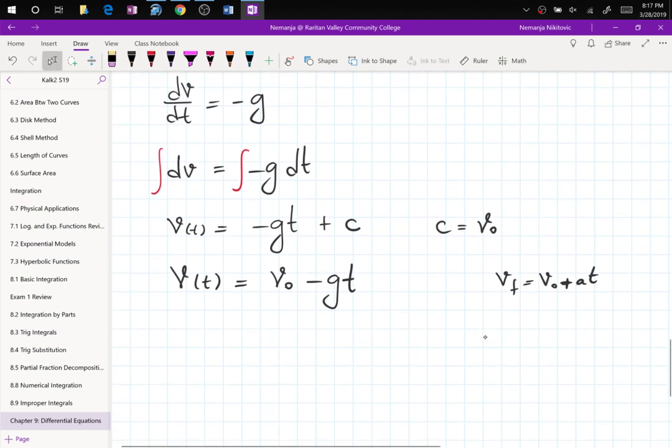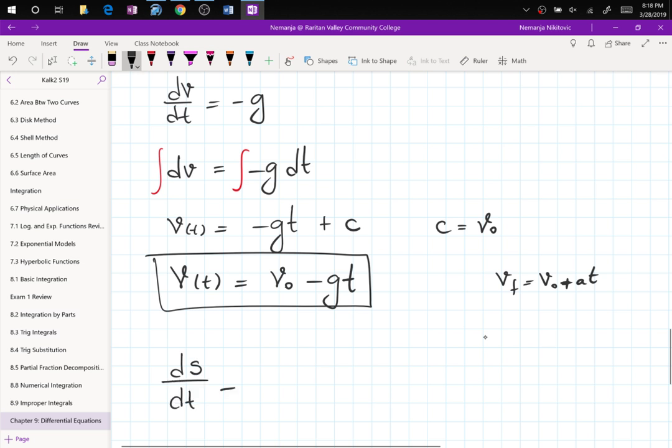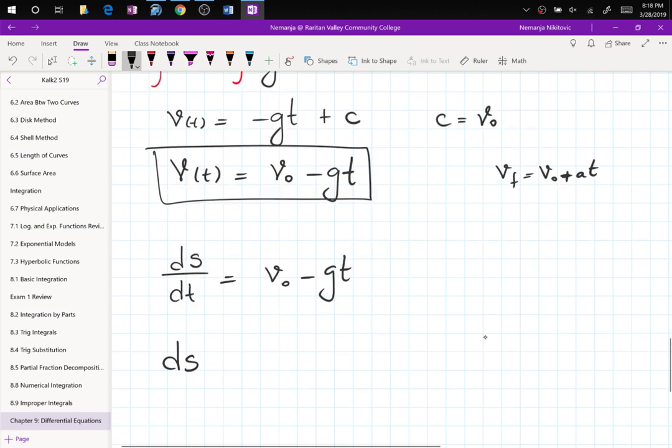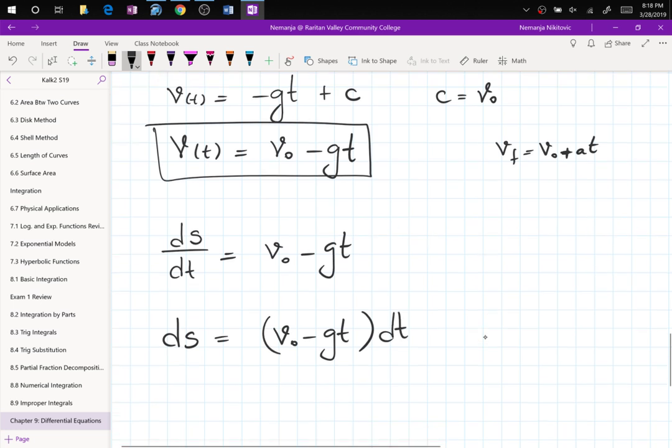Because now, what is my next thing? My next thing is that velocity, so this is a formula. My next thing is that velocity is change in position in time. So now you have ds dt is equal to v0 minus gt. And what happens? Separate the variables. ds stays alone on the left-hand side, and you have your v0 minus gt, everything times dt.